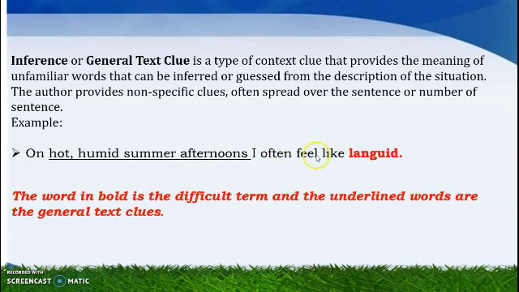What do you mean by the word langin? Is it hot, humid summer afternoons? No. The word langin means you feel weak because of this clue. Hot, humid summer afternoon. It is your feeling, the feeling of being weak.